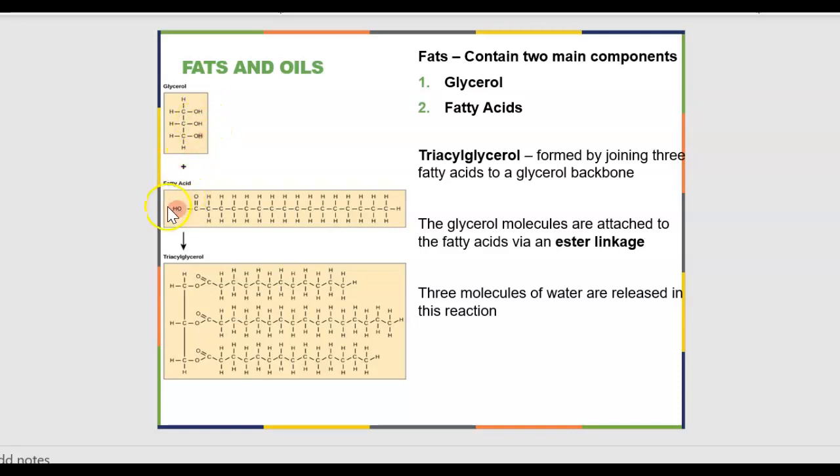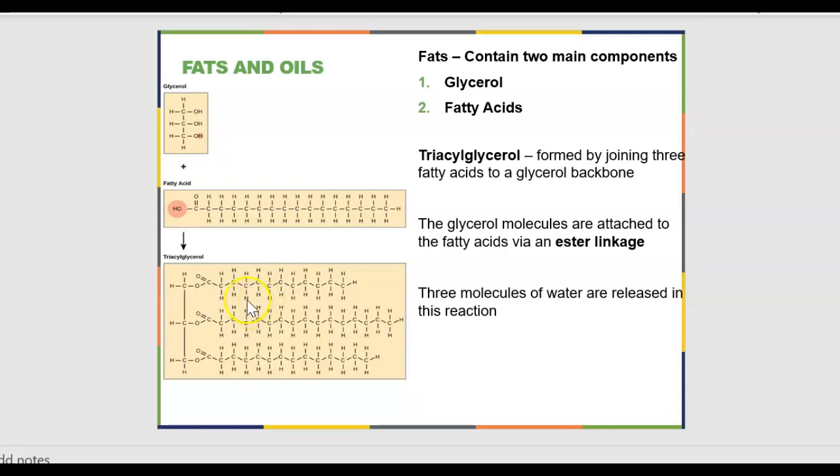And when it joins with these fatty acids, it's going to form what's called a triacylglycerol, sometimes called just a triglyceride. So this one molecule of glycerol is going to form, see where that H is on this one, and that OH on one of these fatty acid chains. You're going to have 3 of these joining, again, dehydration synthesis, and they're going to form this very large structure called a triacylglycerol or a triglyceride.